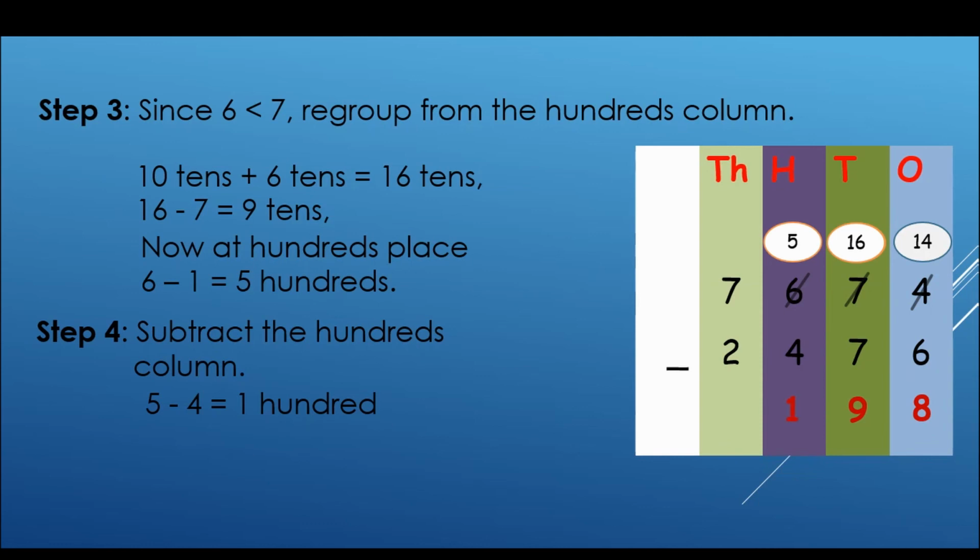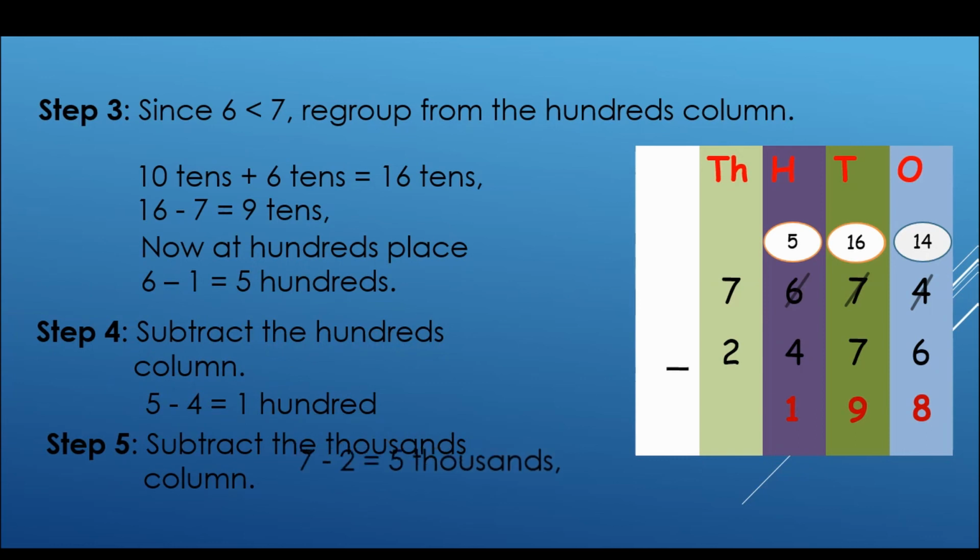Now in the thousands column there are 7,000s and 2,000s. So we can subtract 2,000s from 7,000s. So the answer will be 7 minus 2, 5,000s. Write it in the specified box.